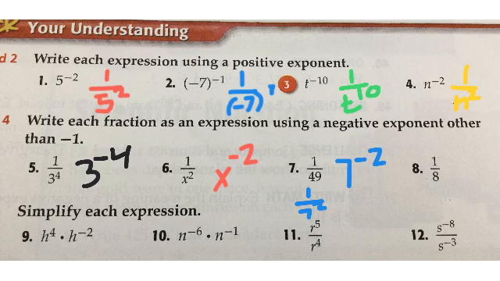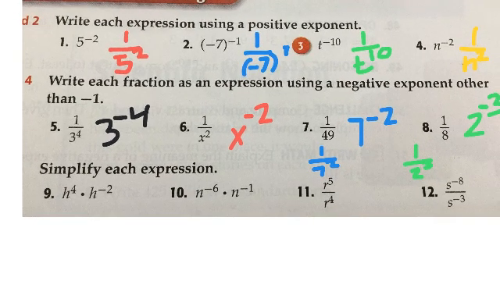And then 8. Should be 2 to the negative 3rd power. Remember, that's 1 over 2 to the 3rd, not 2 to the 4th. Okay, 9. What did you get?